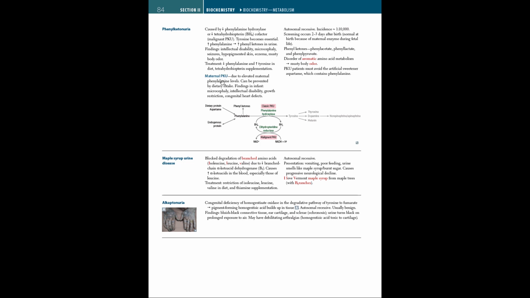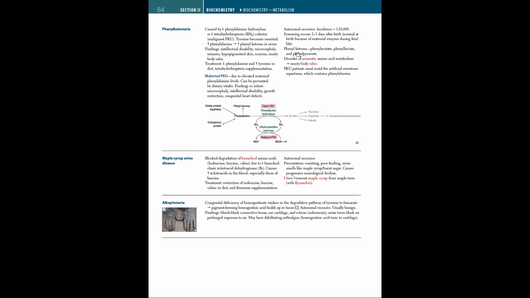Next is maternal PKU, which is due to elevated maternal phenylalanine levels and can be prevented by dietary intake. Findings in the infant are microcephaly, intellectual disability, growth restriction, and congenital heart defects. Now, phenylketonuria is autosomal recessive, and the incidence is 1 out of 10,000. Screening occurs 2 to 3 days after birth; it is normal at birth because of maternal enzyme during fetal life.